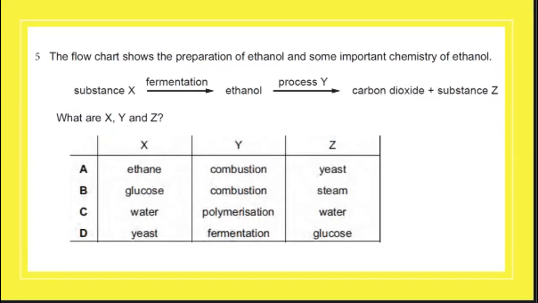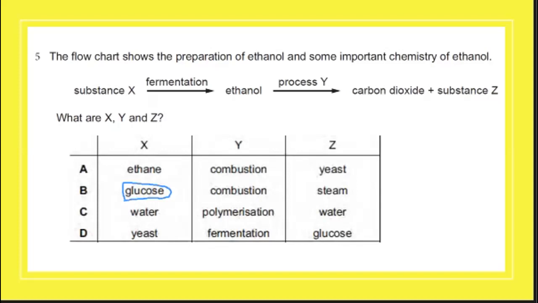Question 5. The flow chart shows the preparation of ethanol and some important chemistry of ethanol. Substance X undergoes fermentation, it produces ethanol. It undergoes a process Y, and carbon dioxide plus another substance is produced. What are X, Y, and Z? Now, if something undergoes fermentation, you're looking at some form of sugar. The sugar that we will be looking at is glucose. So we're looking for the one that has glucose in it. X is glucose. X undergoes fermentation to give me ethanol.